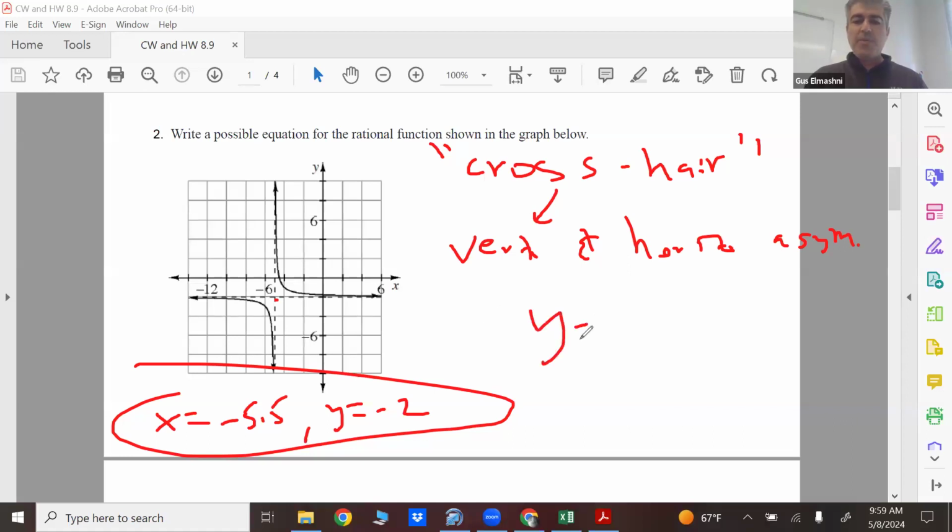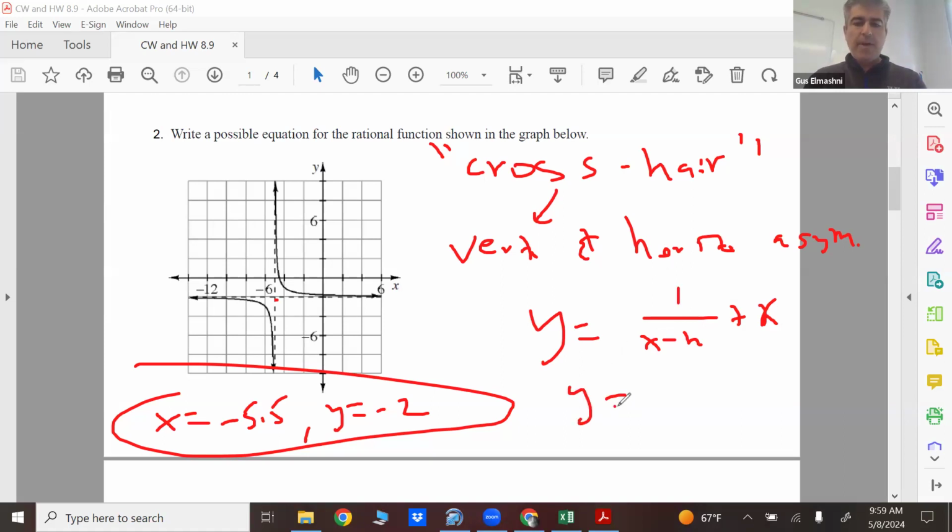Okay, so generally speaking, this is the formula for a simple rational. Actually, technically speaking, there should be an A there. But you know what? Let's not worry about it. We'll just say it's 1 because I didn't give an extra point on the graph. So for now, we'll say it's 1.